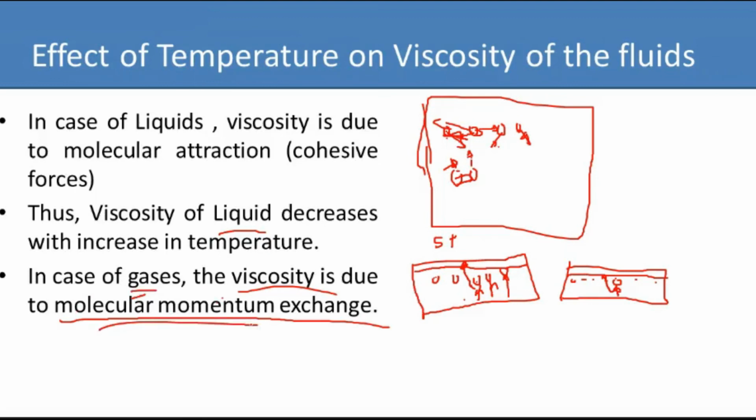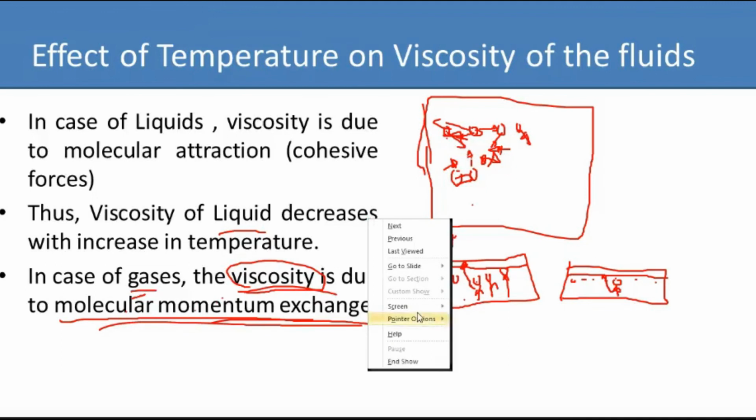The more the molecular momentum exchange, the more collisions there will be, and the more collisions there are, the more force a molecule must apply to move. So the more the molecular momentum exchange, the more is the resistance offered by the surrounding to the molecule to move, and that resistance is nothing but the viscosity of that gas. So in case of gases, the viscosity is due to molecular momentum exchange.